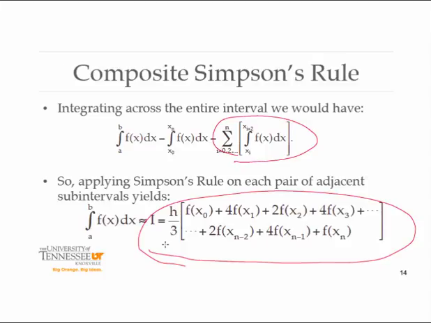So again, composite Simpson's rule works just the same way as composite trapezoid. It's just that it takes 3 points on each subinterval to approximate the function, versus just 2 with the trapezoidal rule.